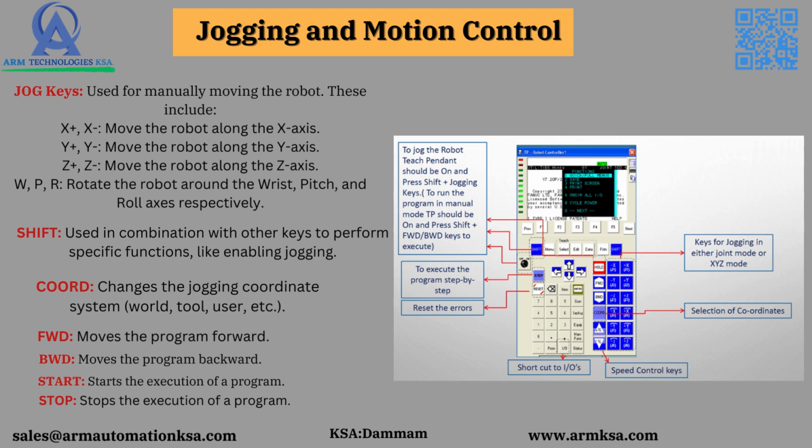Jogging and motion control. Jog keys, used for manually moving the robot. These include X plus and X minus, which move the robot along the X-axis; Y plus and Y minus, along the Y-axis; Z plus and Z minus, along the Z-axis; and W, P, R, which rotate the robot around the wrist, pitch, and roll axes respectively.